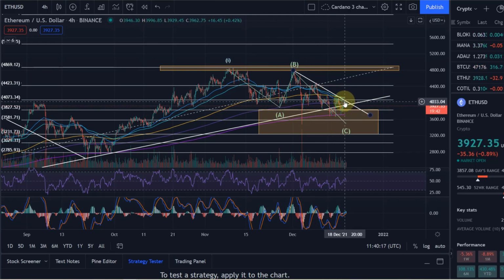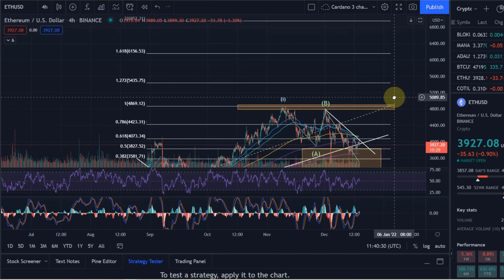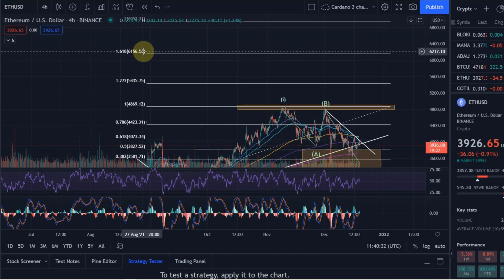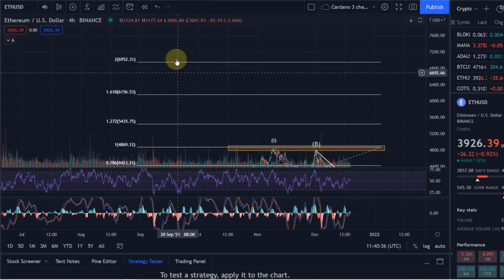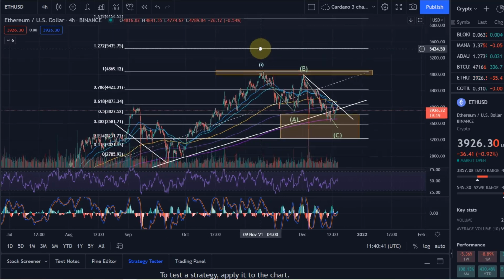So I think it currently still looks very corrective, but if Bitcoin breaks to the upside, then Ethereum probably will as well, and will then have a chance to get to new all-time highs. Talking about new all-time highs from here, I think we can get to at least 6,100 US dollars, the 1.618 fib level, and possibly even higher, 7,000 or even 8,200 in this scenario.